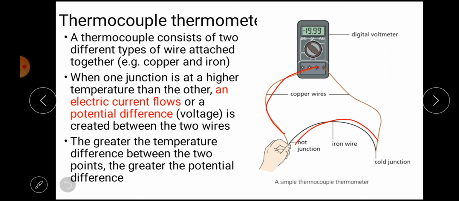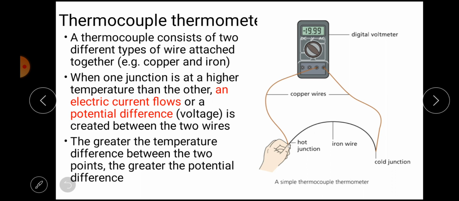They are joined using a small junction. So we call this a junction where they contact, and even this side. This side we call a cold junction, and the other one is a hot junction. It doesn't matter which one is the cold junction or which one is the hot junction. So there are two junctions in this example of a thermocouple.